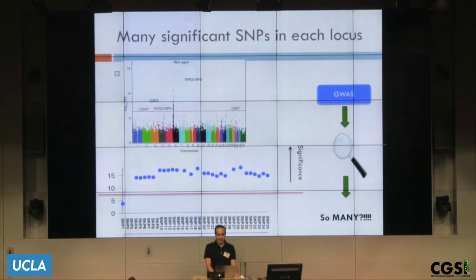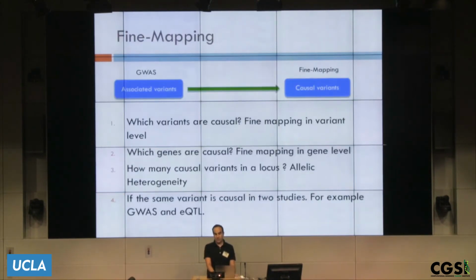Okay, and this problem is called fine mapping. So in fine mapping, we have a GWAS, we have association statistics, and we want to identify the causal variants. The questions we're really interested in understanding are which variants are causal, and that's fine mapping at the variant level. Which genes are causal? How many variants are there in a locus? That's also called allelic heterogeneity. And whether the same variant is causal in 2 studies. We'll go through these.